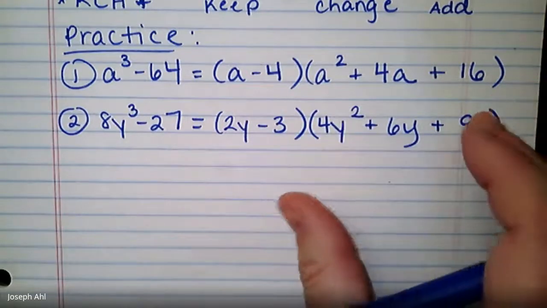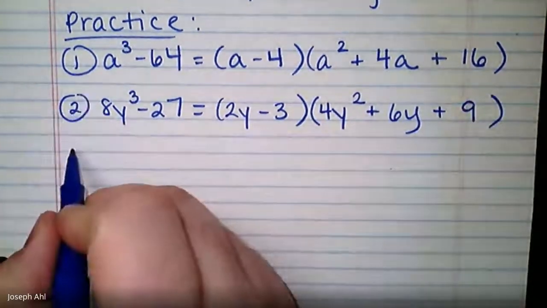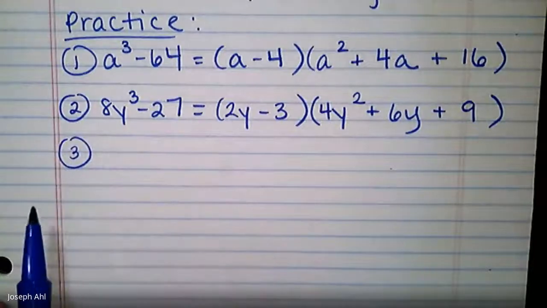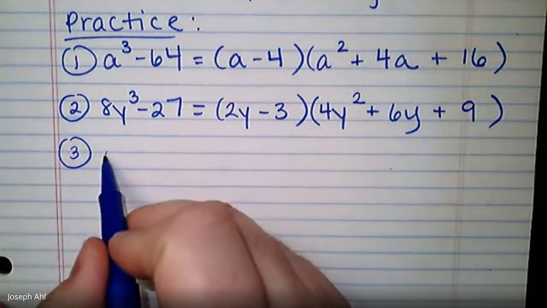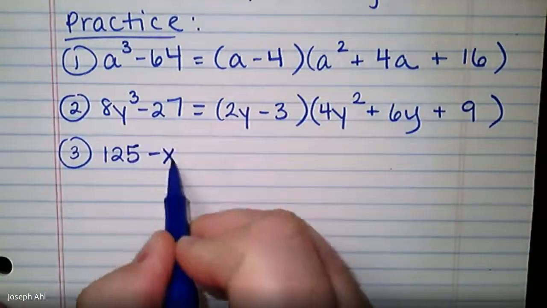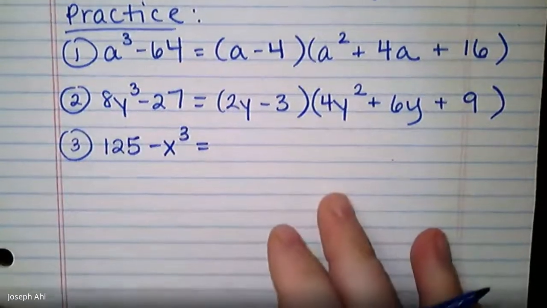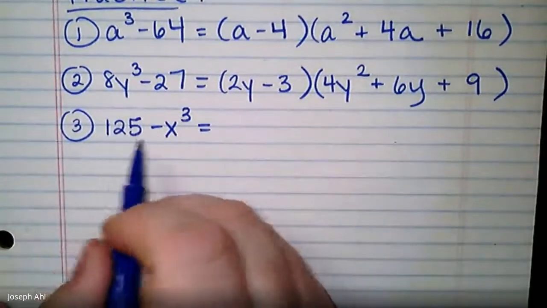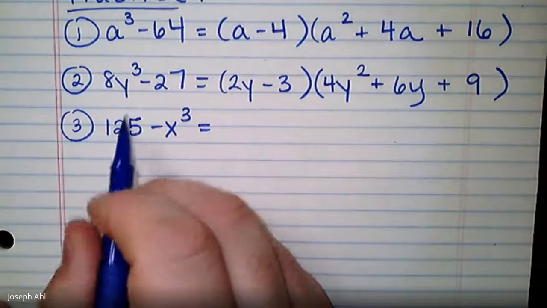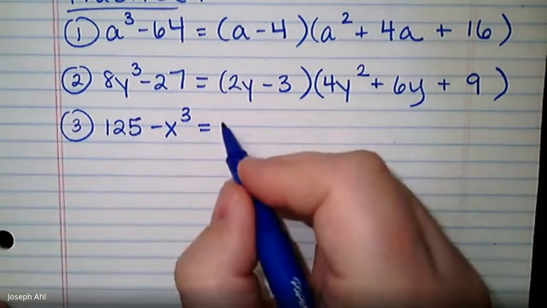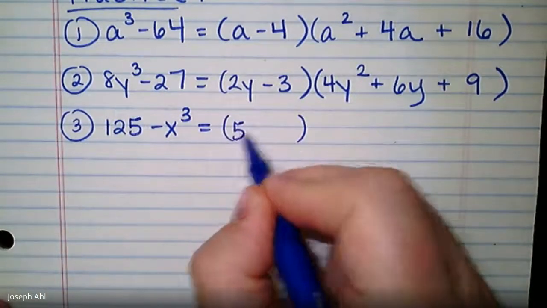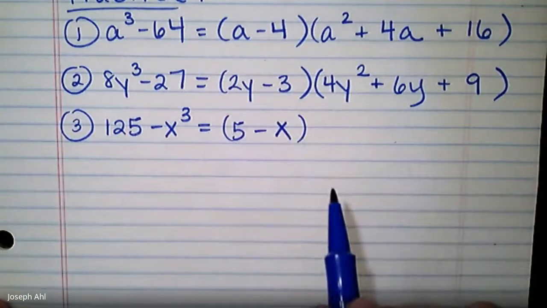And if you're getting used to the pattern, at any point along the practice here, you can stop and just try and give some of these a shot on your own here. So what about 125 minus x cubed? 125 a perfect cube? Sure is, right? It's 5 to the third power. So when I take the cube root of each of these, the first binomial would be 5 minus x.